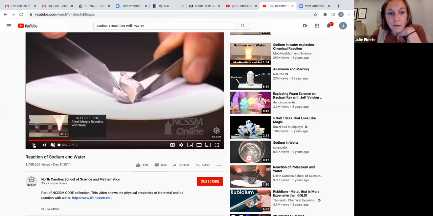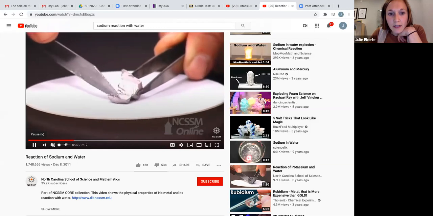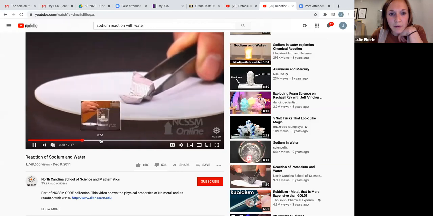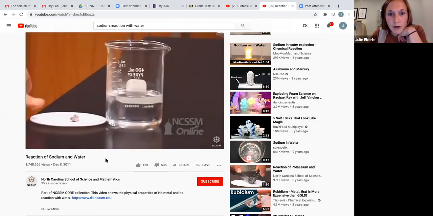Now we're going to look at how it reacts with water. I'm not going to turn the sound on. So they cut it. I think he takes like an electrode. I'm not sure what they do with it. I'm going to skip ahead to when they drop it. Okay, drop it in water.